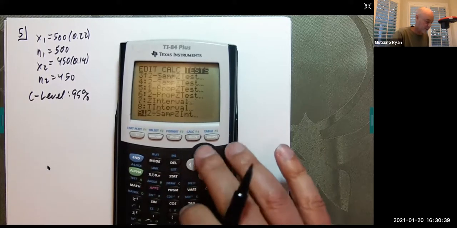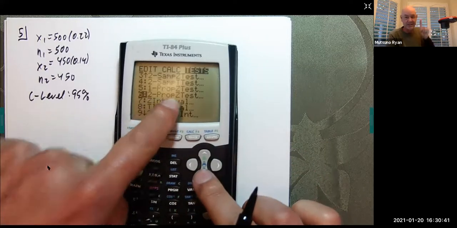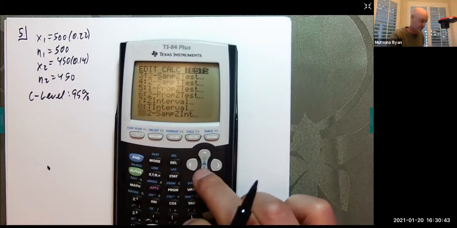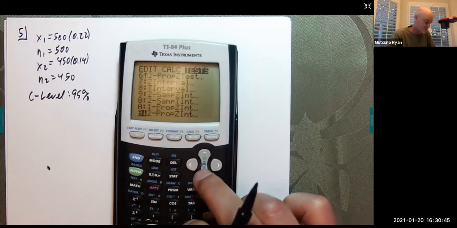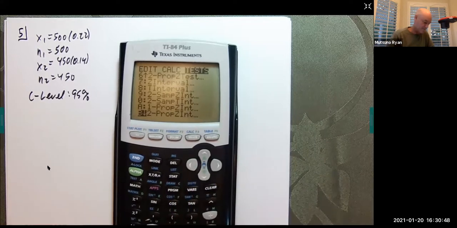So now it's very common to do a 2 proportion Z test. It's not a test, this is the interval. We want a confidence interval. 2 proportion Z interval. That's what we want right there.